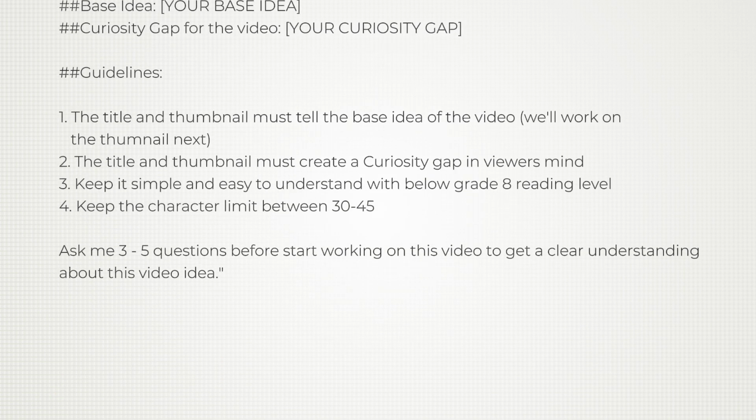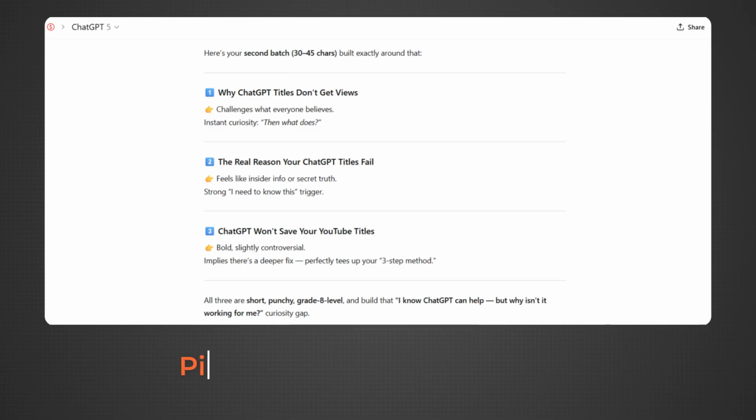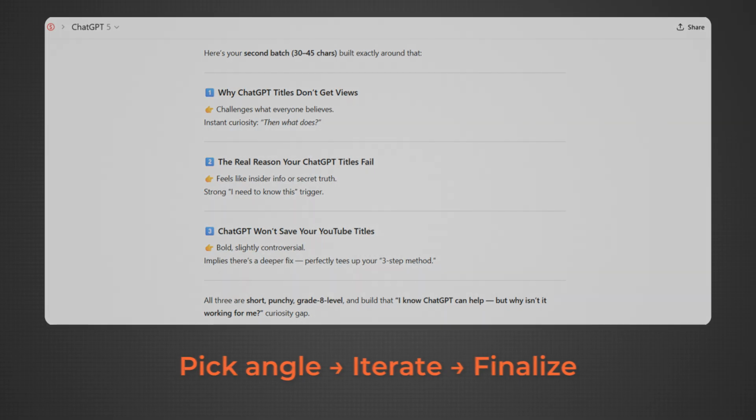That last line, that's expert mode prompting. It forces ChatGPT to ask clarifying questions so the output matches your situation. Don't skip it. Once ChatGPT replies, pick one and iterate using thought clone method. Confirm choices and ask for tweaks to sharpen the final title. You'll be amazed with the results. So now you know exactly how to get ChatGPT to write titles that actually get clicks.